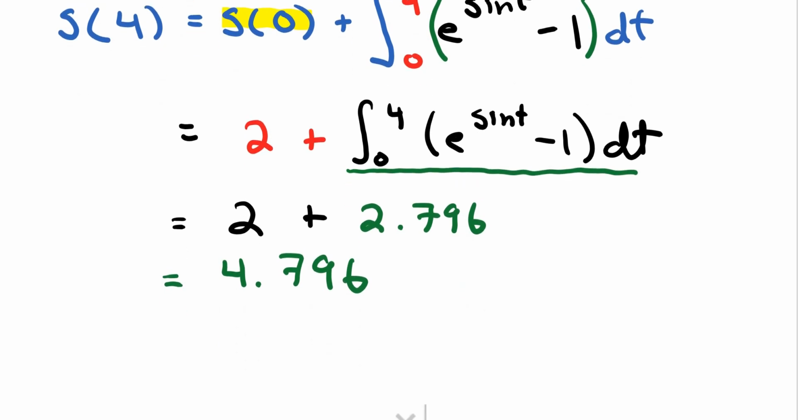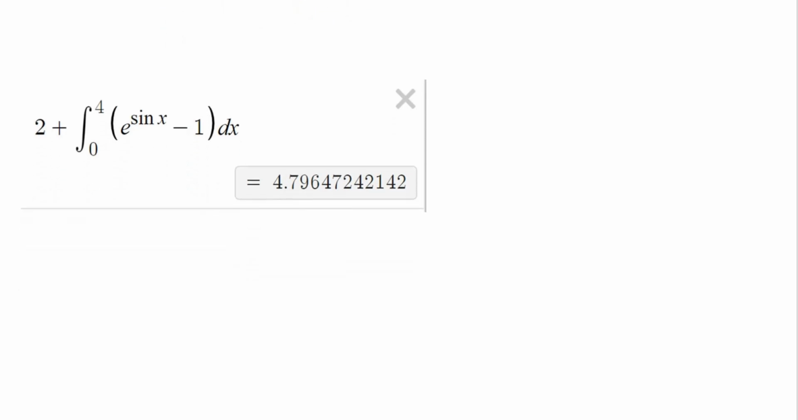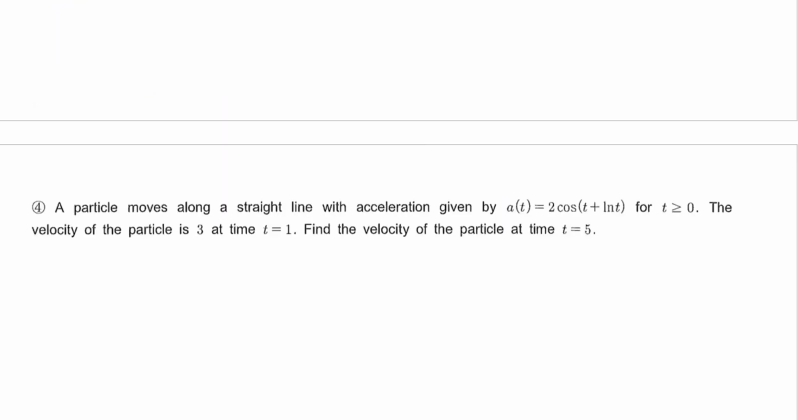And just before we finish off, I want to show you how you would input the question into decimals. This 2 right here is your initial position, and this right here is your displacement, right? And you get an answer of 4.796, rounded to 3 decimal places. Okay, last question here.